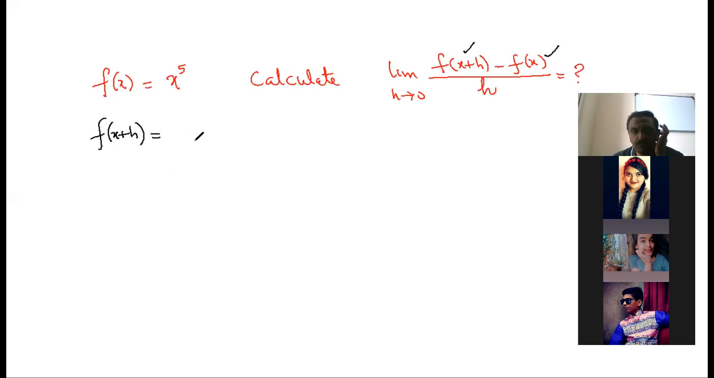In place of x, we must put what? In place of x, raised to 5. x plus h raised to 5. Agreed? Everybody agreed with this, what I've written?